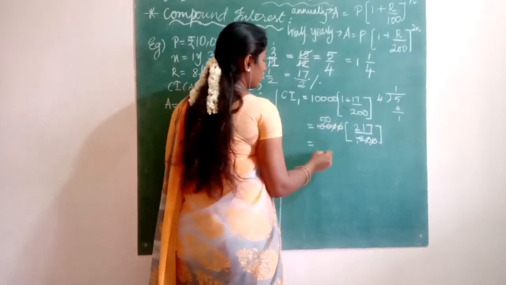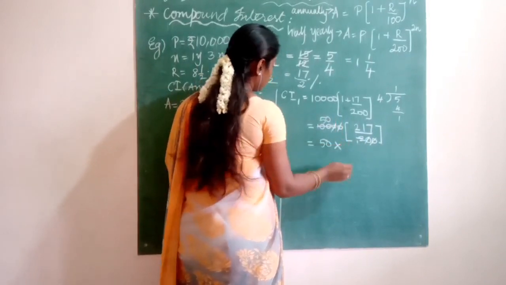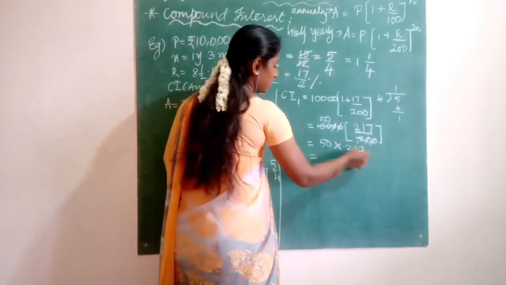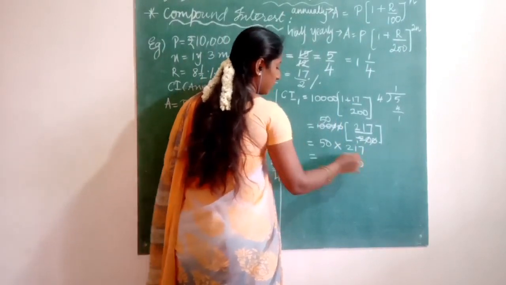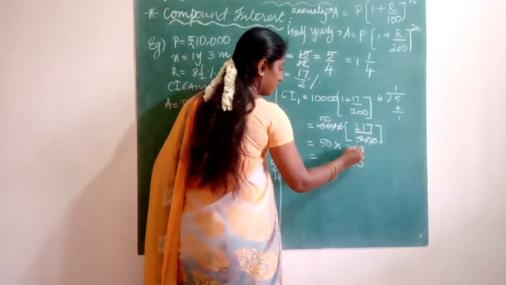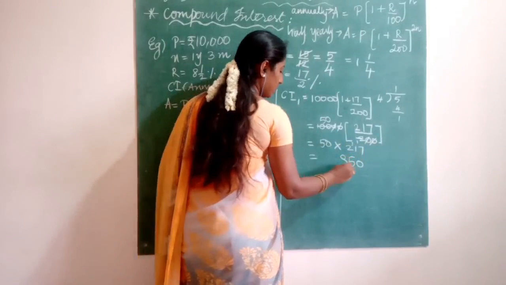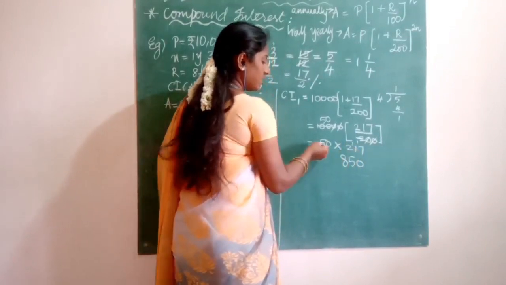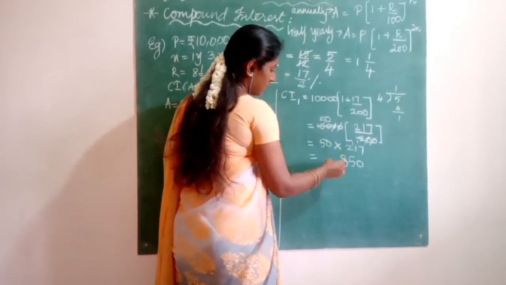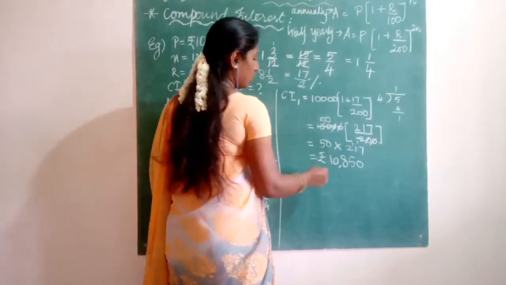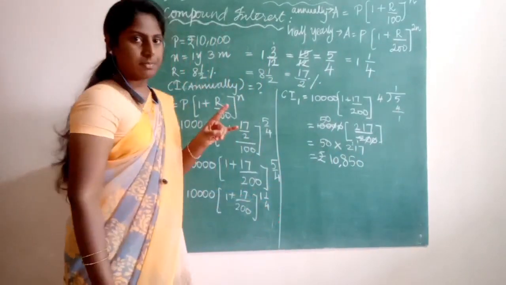Okay. So 50 into 217. That is nothing but 7 fives are 35, so 0 will come as it is. 1 five is 5, 5 plus 3 is 8, 2 fives are 10. So this is the compound interest for the first year.